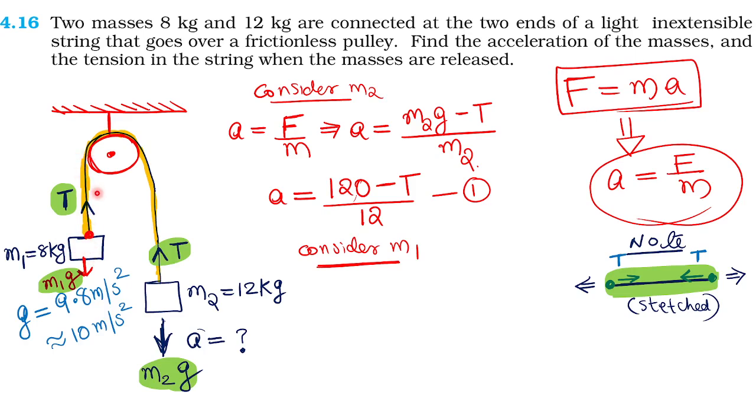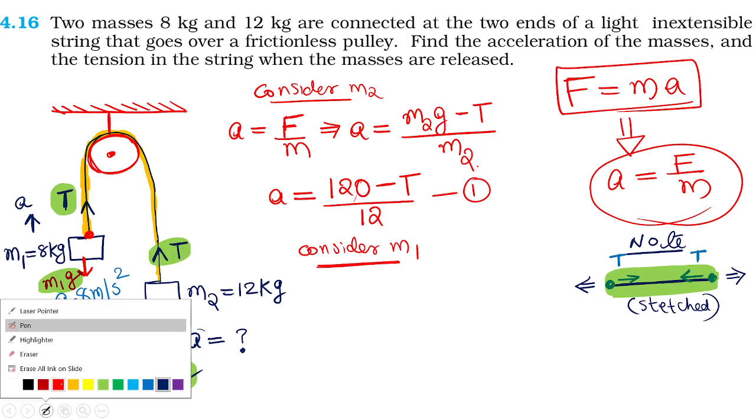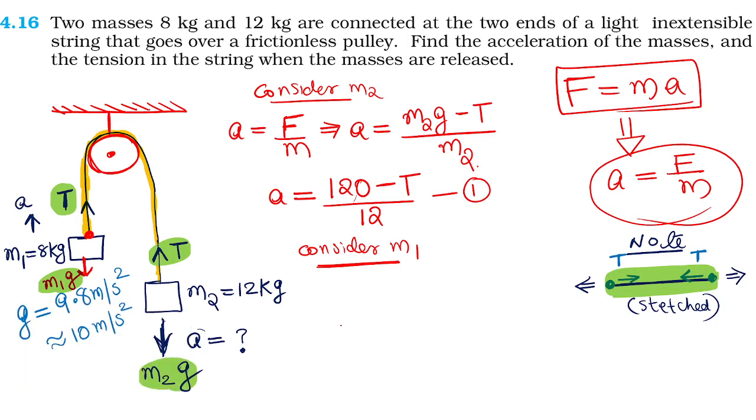Both are simultaneously acting on M1, but M1 is going up. M1 going up means tension is stronger than M1G. That is why M1 is going upward. Clear? So T is stronger. M1 is going up with the acceleration A. I will clarify all your doubts, but let me write one formula, one equation.